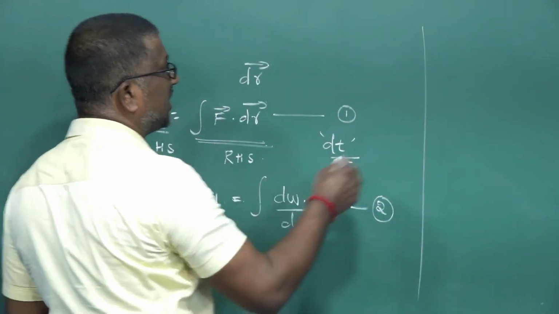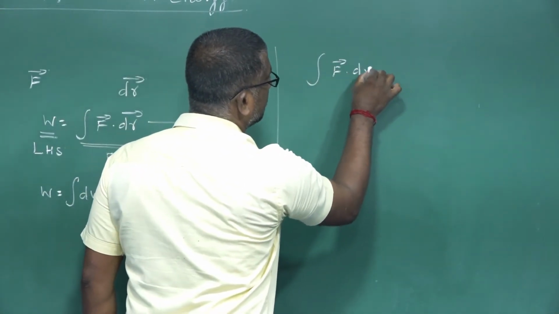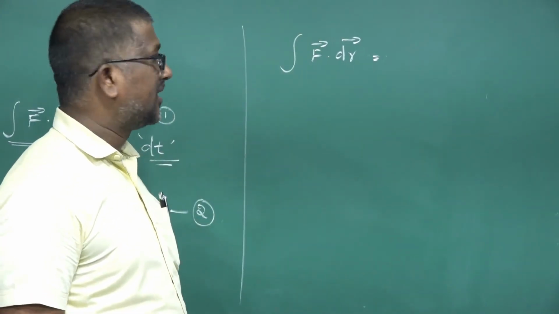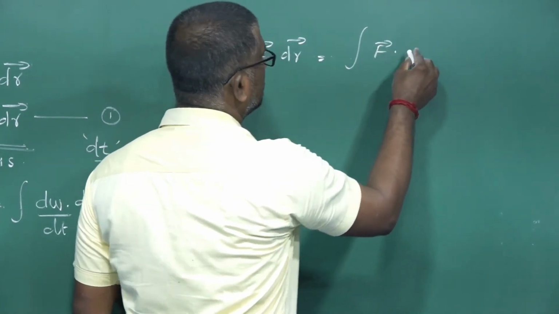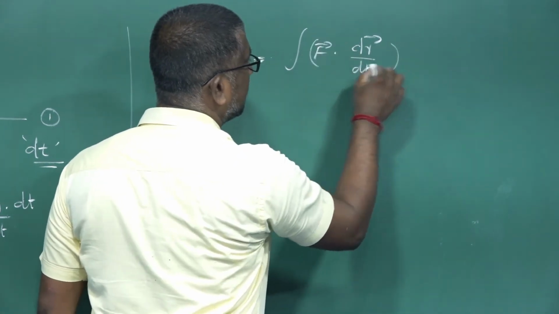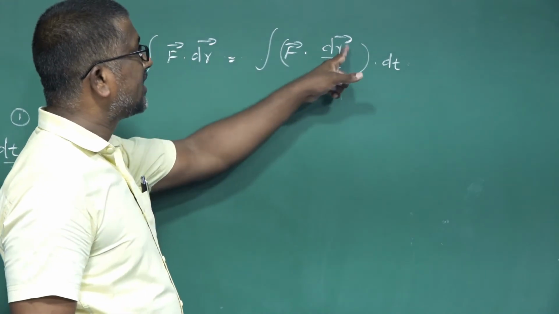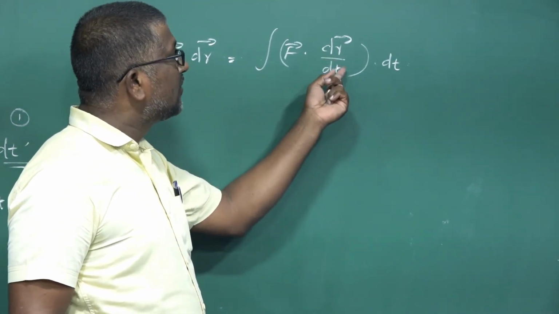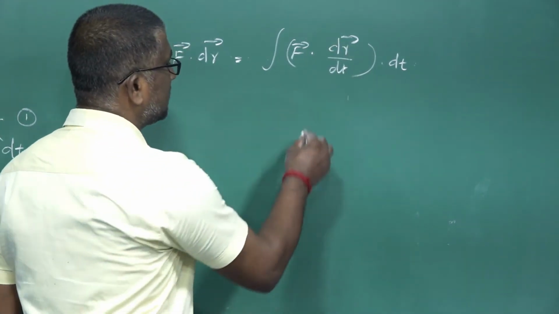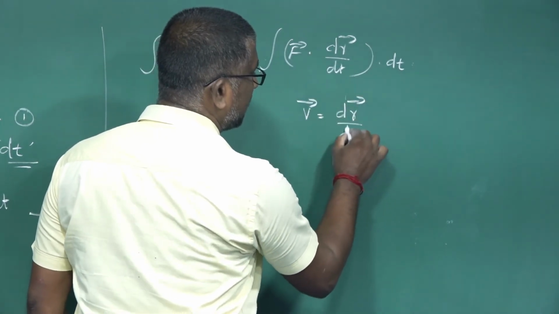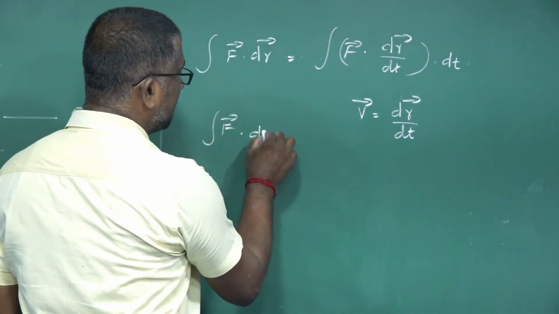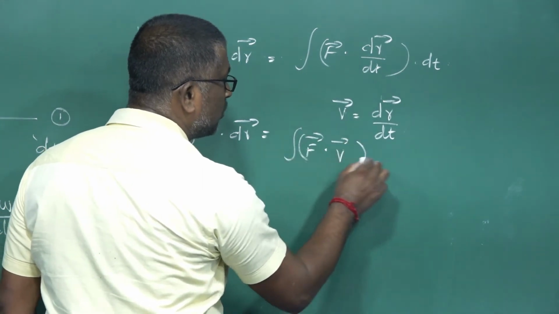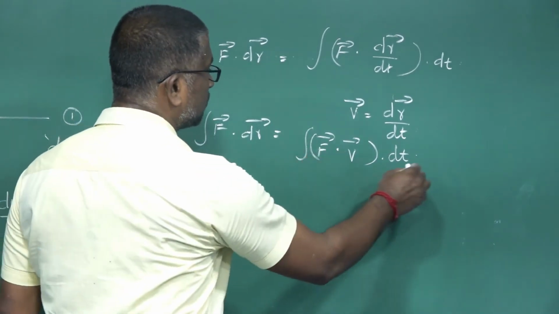Next, the right hand side of the equation: F vector dot dr vector. In this term also we multiply both numerator and denominator by dt, like this: integration of F vector dot dr vector divided by dt into dt. Here dr vector is nothing but displacement, and dt is time. We know that the rate of change of displacement is called velocity, so velocity v vector is equal to dr vector divided by dt. So integration of F vector dot dr vector is equal to integration of F vector dot v vector into dt. Suppose this is equation number 3.